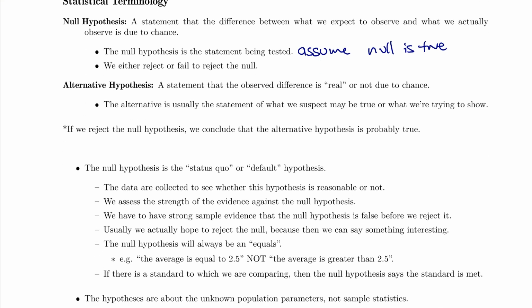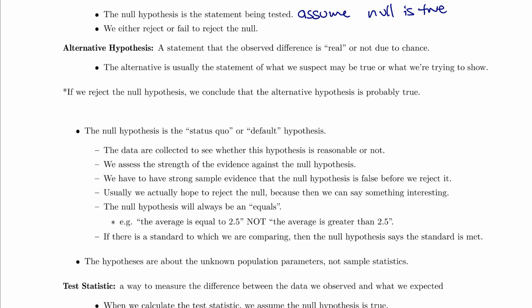So our null hypothesis is our status quo, or our default hypothesis. The data are collected to see whether this hypothesis, the null hypothesis, is reasonable or not. We assess the strength of the evidence against the null hypothesis, and we hope to have strong sample evidence that the null is false before we reject it. So usually we're actually hoping to reject the null because then we can say something interesting.